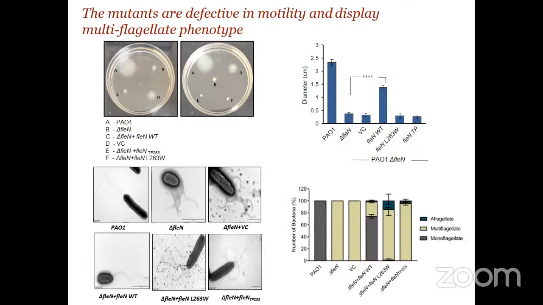We also looked at the flagellar phenotypes, and we see that wild-type bacteria has a single polar flagellum, delta FLEN has a multiflagellate phenotype, and the vector control also has a multiflagellate phenotype. If you complement with wild-type FLEN, the single polar flagellum is restored, but if you complement with any of these mutants, you still see the multiflagellate phenotype, which means they are not interacting with FLEQ, they cannot regulate its ATPase activity, and you see all kinds of flagellar formation. So we validated this result both in vitro as well as in vivo.